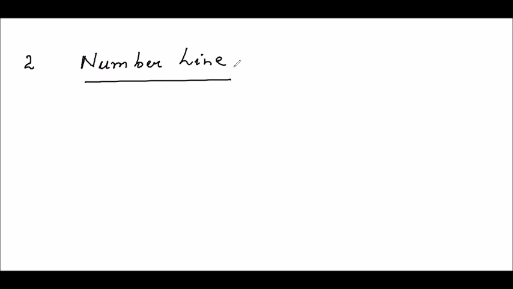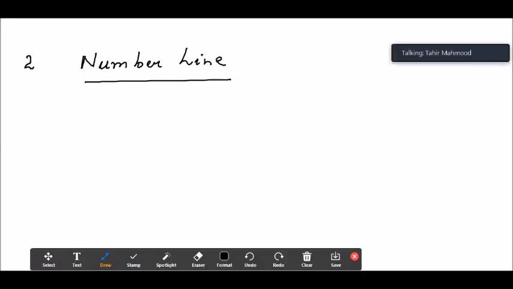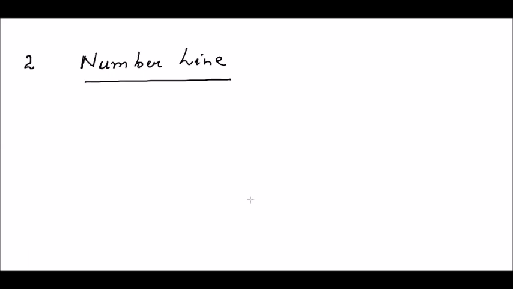Now, rational numbers can be shown on a number line also. How can we show rational numbers on a number line? First of all, we draw a line, then draw equal parts.